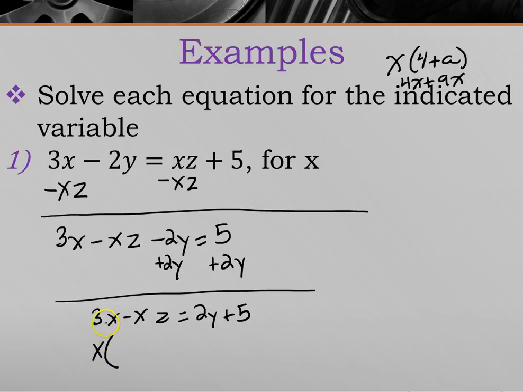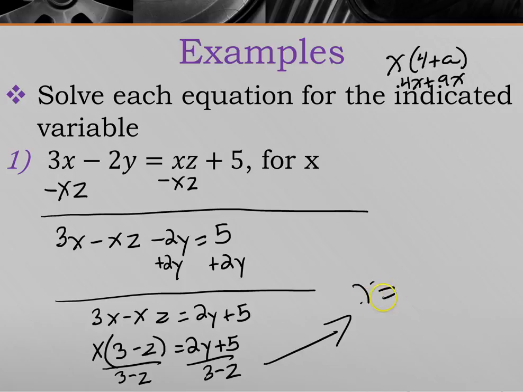And if I divide this by x, what's left over? 3. Divide this by x, what's left over? Negative z. So that's what we call factoring. We take what they have in common, x, take it outside the expression, leaving only an expression that does not have x. Now in order to solve for x, we divide by 3 minus z. And we get x equals 2y plus 5 over, I'll rewrite properly, negative z plus 3, the variable before the number.